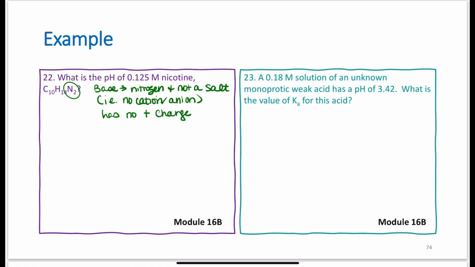Where it has a positive charge on the nitrogen. So I know it's a base, so I know what it's going to do in solution. It is going to accept a proton from water. It's going to steal one.